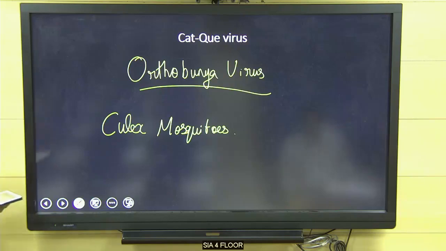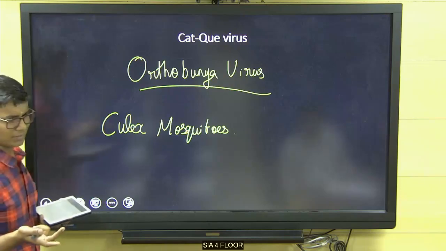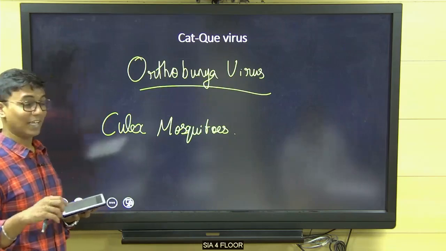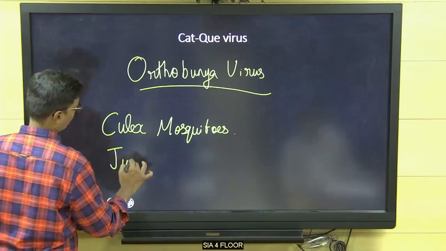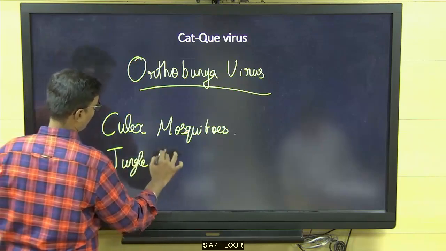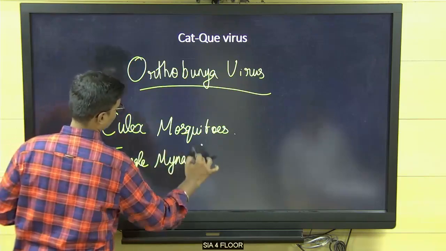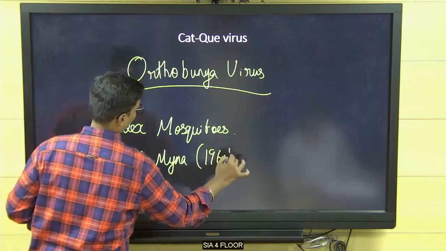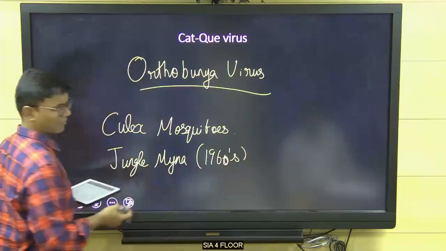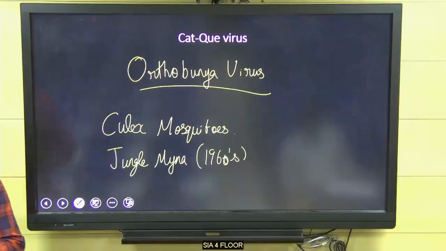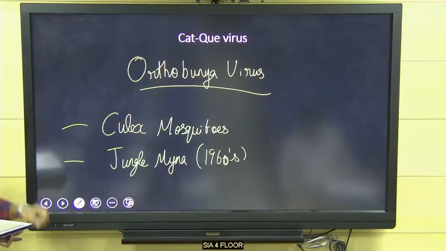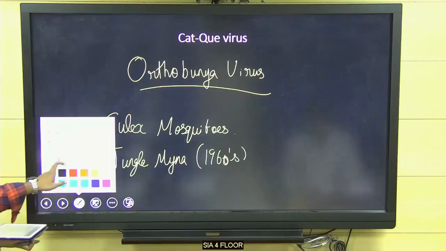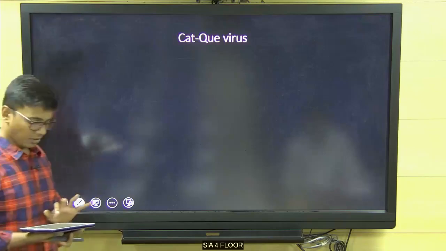Out of 3,000 samples taken, somewhere close to 2 samples tested positive for Cat Que virus. It's not a highly contagious disease. And the most important thing is the jungle myna. They have recently discovered, not recently in fact, jungle myna serum was extracted in the 1960s. It was studied again, and recently they have discovered that even jungle mynas can be carriers of Cat Que virus. So first is mosquitoes, and then jungle mynas from a forest in Karnataka. It's a type of virus that causes fever.